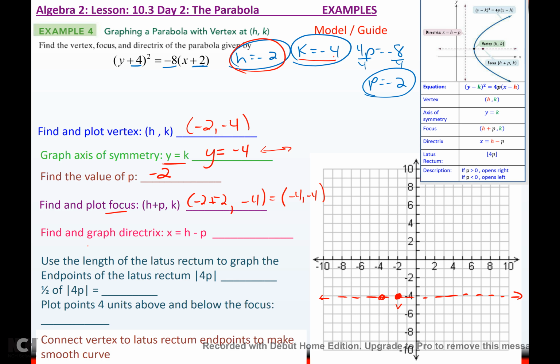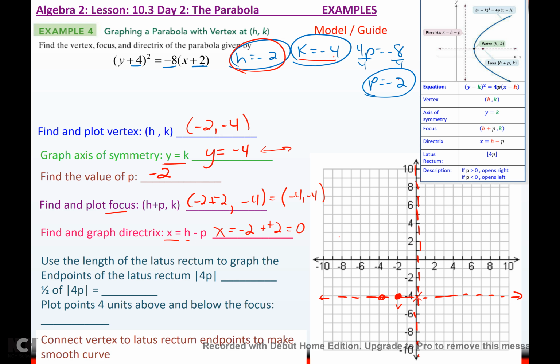Okay, then I need the directrix. You can do the math if you want, but if I went 2 units this way to get the focus, I'm going to go 2 units this way to get my directrix, which is now going to be a vertical line. But let's do the math. It says x will equal your h value, which is -2, minus your p value, which is -2. A minus a negative turns positive, which gives me x equals 0.